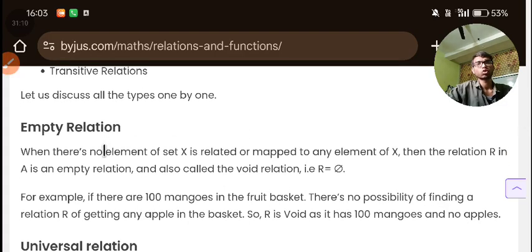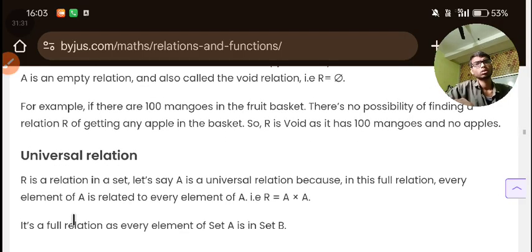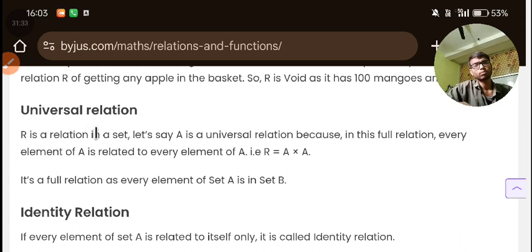We are starting with the empty relation, where there is no element. When no element of a set X is related or mapped to any element of X, then the relation in A is an empty relation. If a set is empty, then the relation would be empty. That's it.